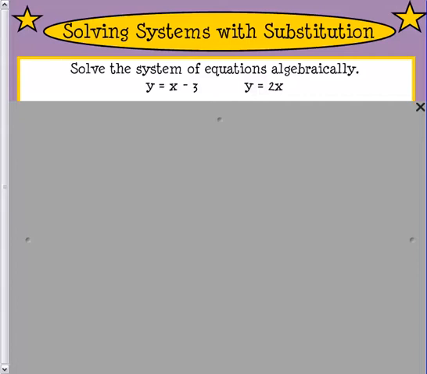Hey friends, today we're talking about solving systems of equations with substitution.